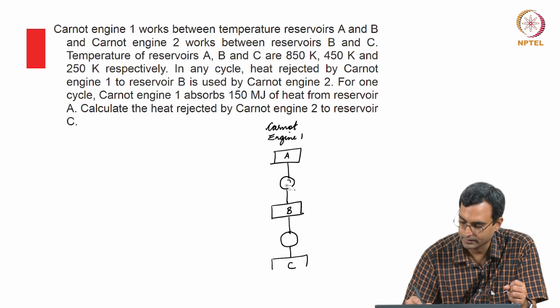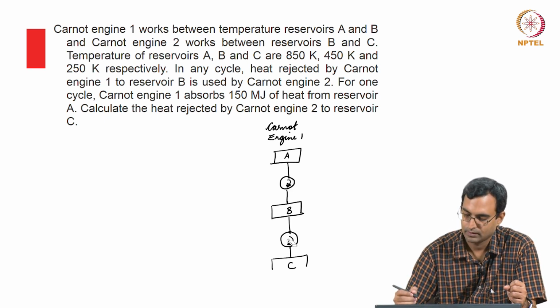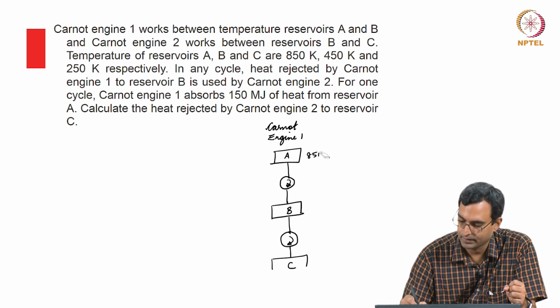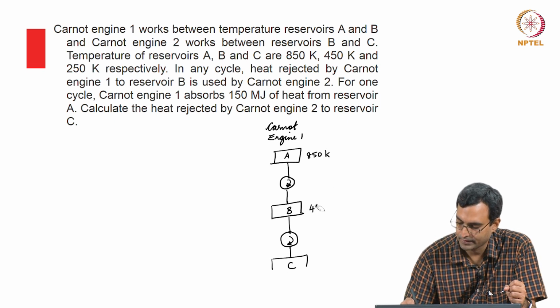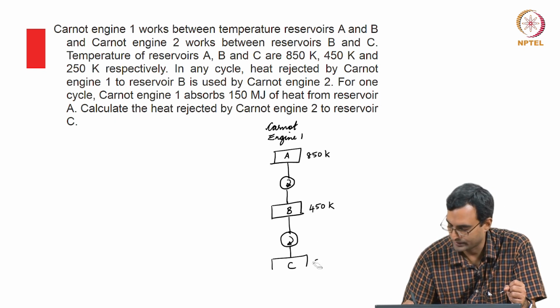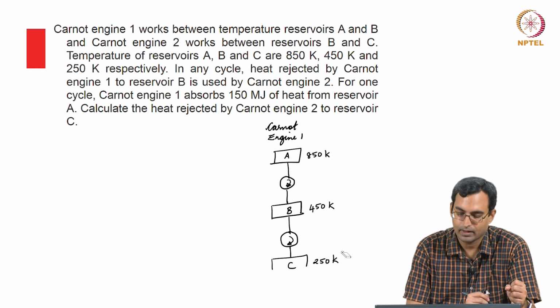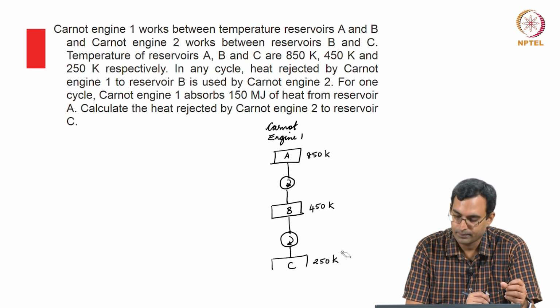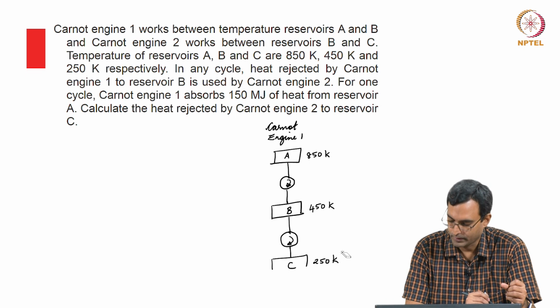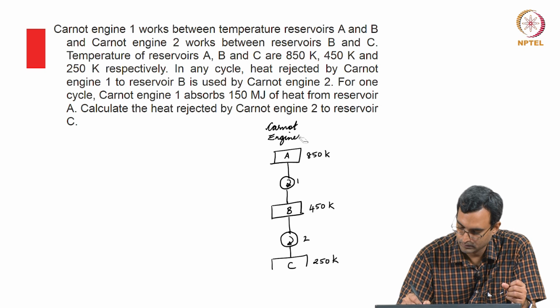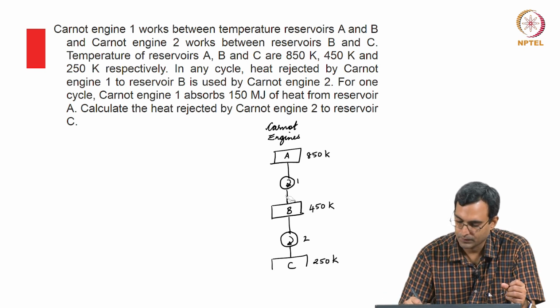Both of these are reversible engines. The temperatures of A, B and C are given. This is 850 Kelvin, 450 Kelvin and 250 Kelvin. In any cycle, heat rejected by Carnot engine 1 to reservoir B is used by Carnot engine 2. Okay, this is engine 1, this is engine 2. So what we are given is any heat rejected here is used over here.